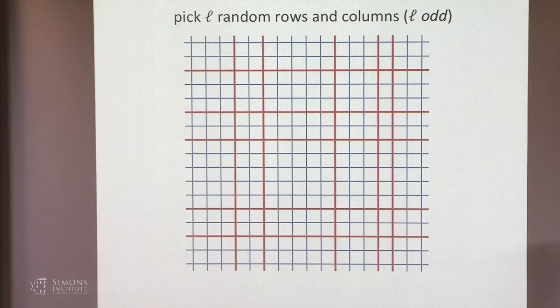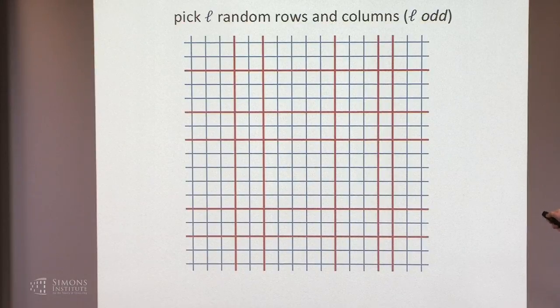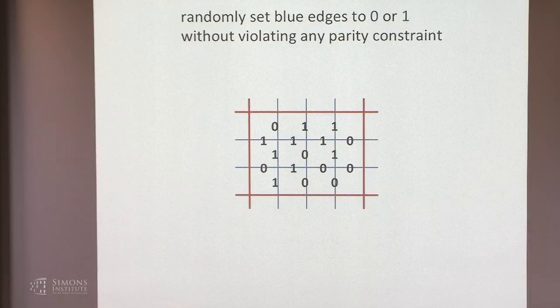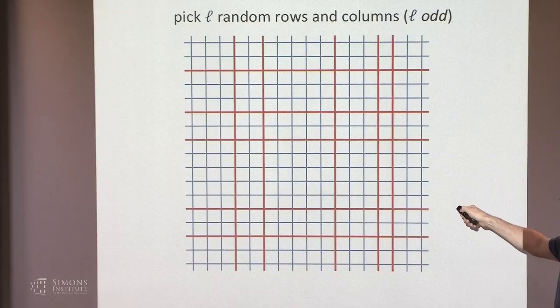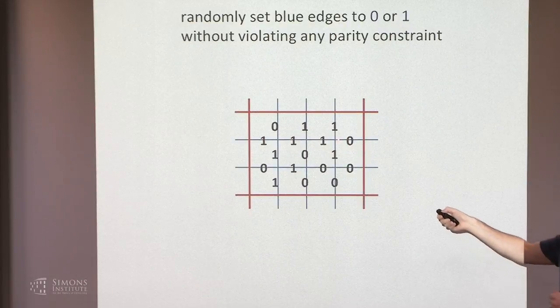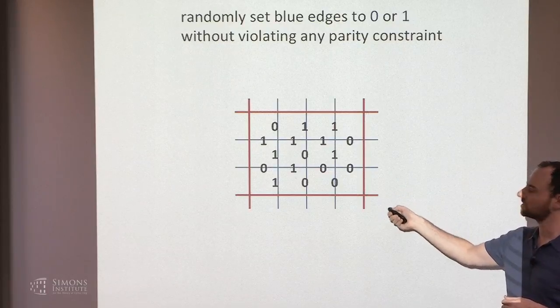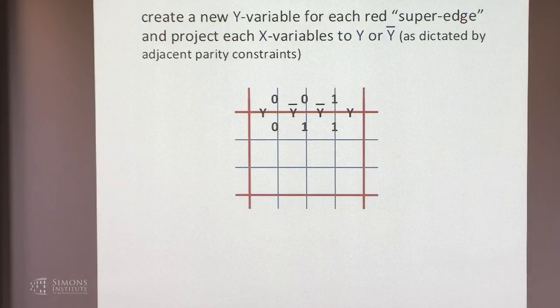And here's a natural approach to try for a random restriction. So we want to reduce an N by N grid to an L by L grid. And here's the first thing you would try. You pick L rows and columns uniformly at random, where L is odd. And now, the red edges here are going to somehow correspond to the edges in the L by L grid. For all the other edges in our graph, we're going to set them uniformly at random to 0 or 1 in a way that doesn't violate any of these parity constraints. So we're just picking a point in some affine set.